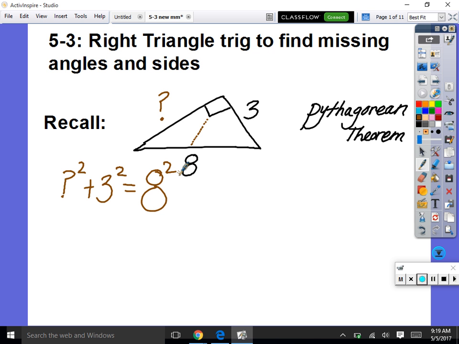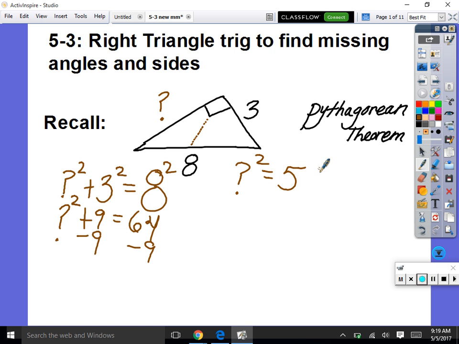If you didn't set it up like that, your algebra is going to come out wrong. So then solve for question mark squared correctly. Question mark squared plus 9 equals 64, correct? So what would I do next? Okay, so we have question mark squared equals 64 minus 9, which is? Did we all get that? Am I done? No, got to square root both sides of the equation.